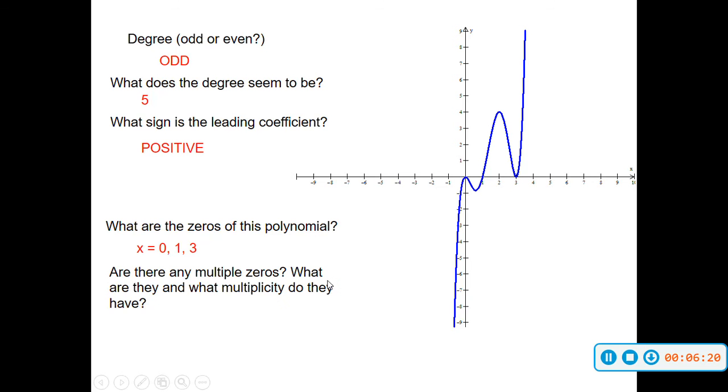So now when it asks, are there any multiple zeros, the answer is yes, because the 0 was listed twice. It has a multiplicity of 2. 3 could be listed twice. It has a multiplicity of 2. Okay.